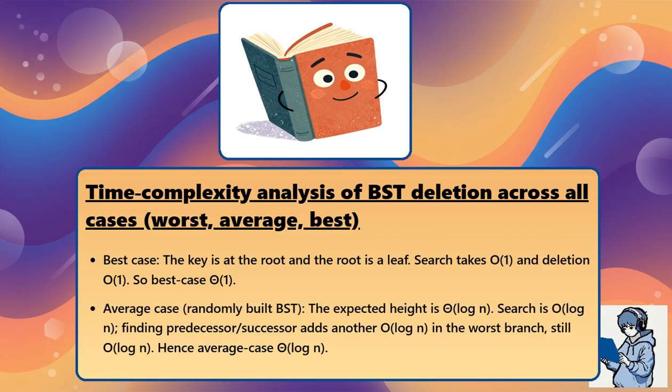Average case, randomly built BST. The expected height is Θ(log n). Search is O(log n). Finding predecessor or successor adds another O(log n) in the worst branch. Still O(log n), hence average case Θ(log n).